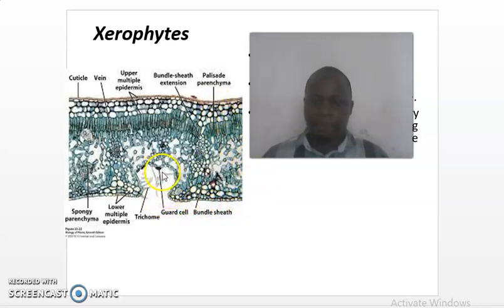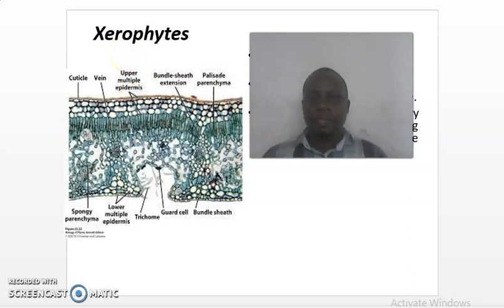But here there is a guard cell. Probably there is a stoma. And where is the stoma found? The stomata are usually sunken. Are you able to see that they are sunken? They are found in pits. And above all, what else do you see? You see some things which look like hairs. Okay? Good. So this is the modification of the leaf of a xerophyte.